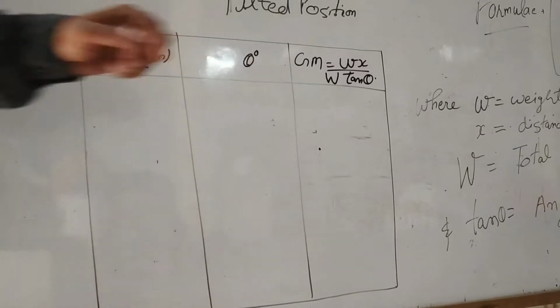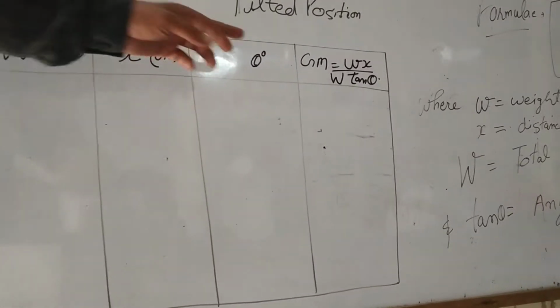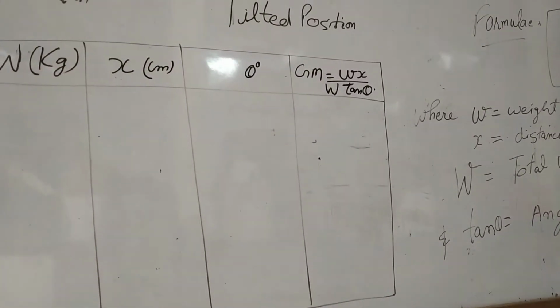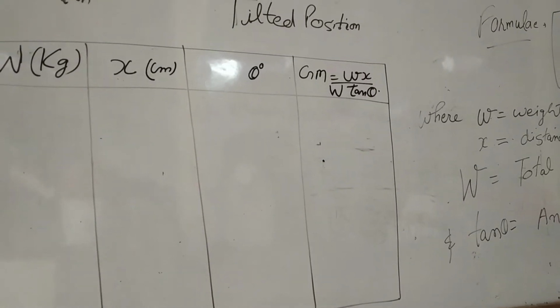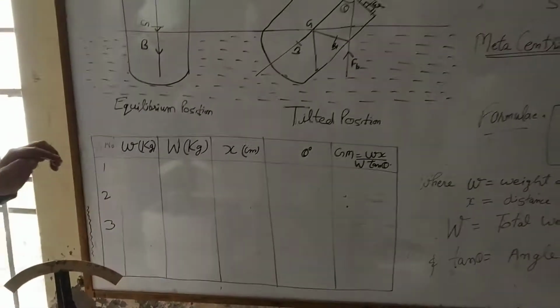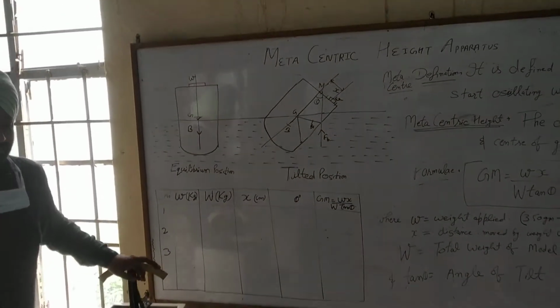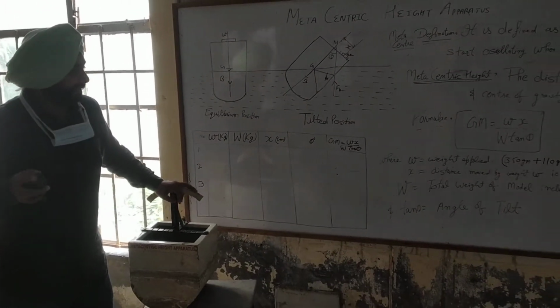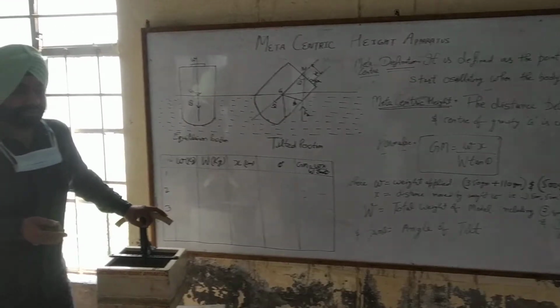And GM is the metacentric height that you have to calculate with the formula small w into x over capital W into tan theta. So now I am going to the main model, or main apparatus. Then I will tell you how to perform this experiment.